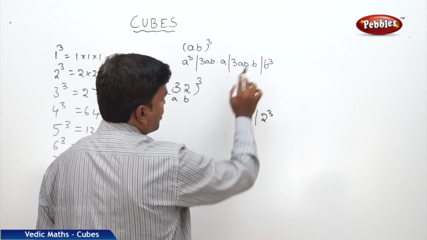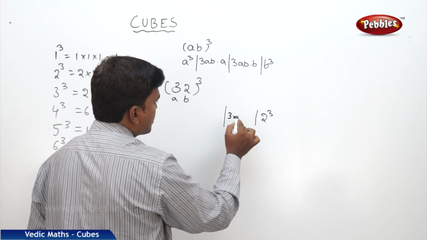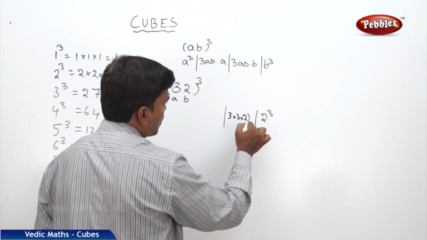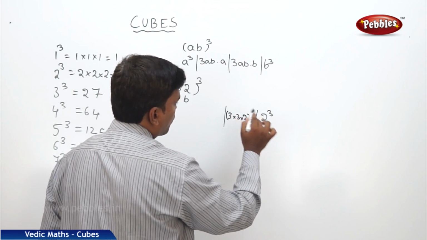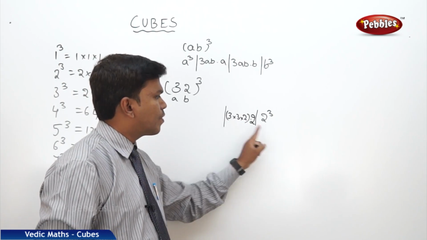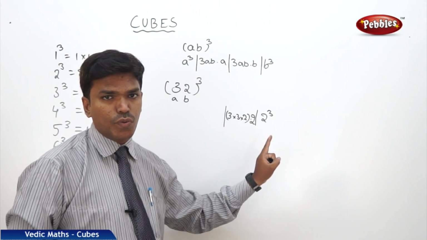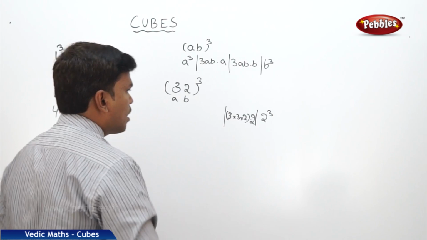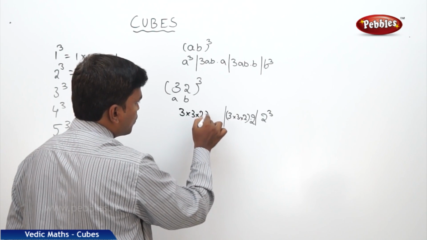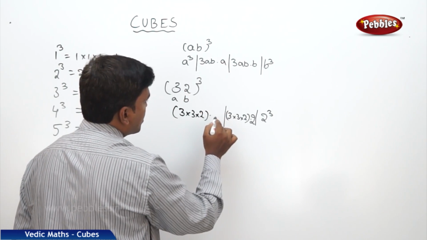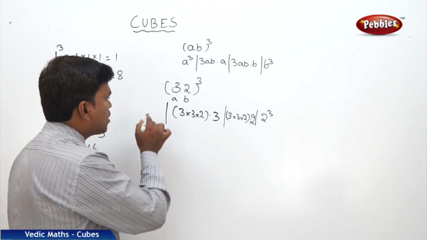Now 3AB into B. First of all, we need to calculate 3AB. So 3 into A means 3, B means 2, 3 into 3 into 2 into again B, that is 2. What is A? 3. What is B? 2. So 3 into 3 into 2 into 2. Now 3AB into A: 3 into 3 into 2 into A, that is 3. Now what is A cube? A cube is nothing but 3 cube.